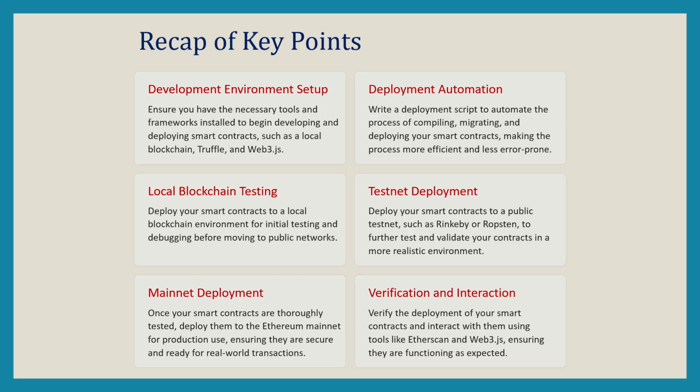Okay. Third, you do local blockchain testing, which is where you deploy your smart contracts to a local blockchain environment for initial testing and debugging before moving to public networks, right? You always test on your own first. Next is testnet deployment. You deploy your smart contracts to a public testnet, such as Rinkeby or Ropsten. There are more also, right? As I named in the video, to further test and validate your contracts in a more realistic environment. Next is mainnet deployment. Once your smart contracts are thoroughly tested, deploy them to the Ethereum mainnet for production use, ensuring that they're secure and ready for real-world transactions.